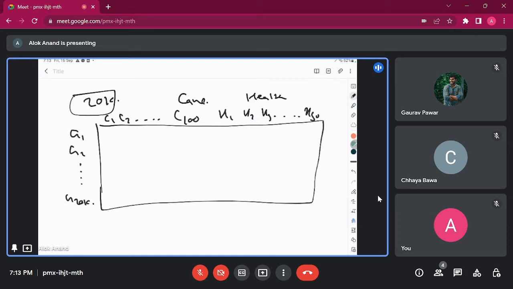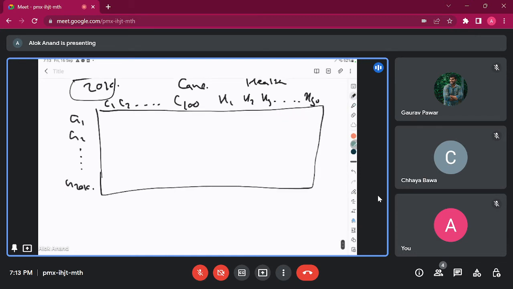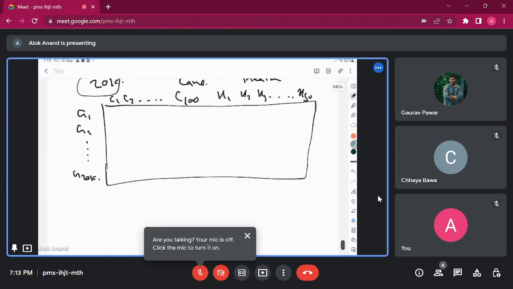So total हमारे पास 150 samples है, उसमें 100 कैंसर की है, 50 हमारे पास हेल्दी की है. ठीक है, अब आप क्या कर रहे हो? You will be calculating the t-test for each gene. आप जीन के लिए t-test perform करोगे.